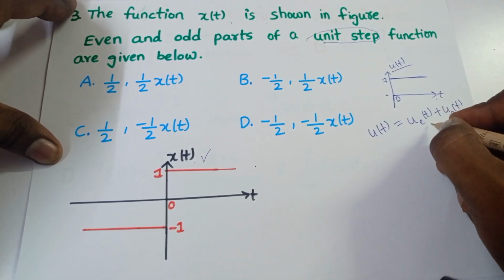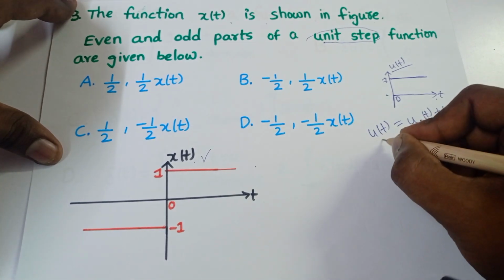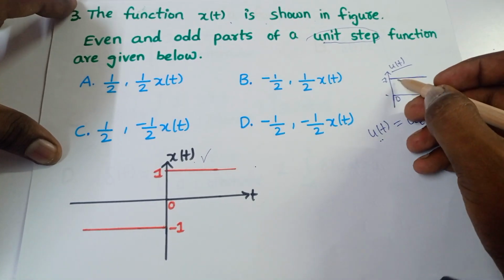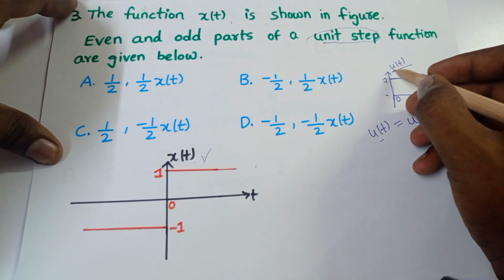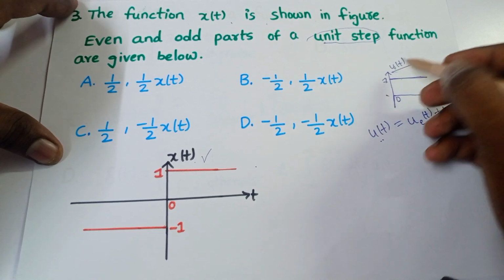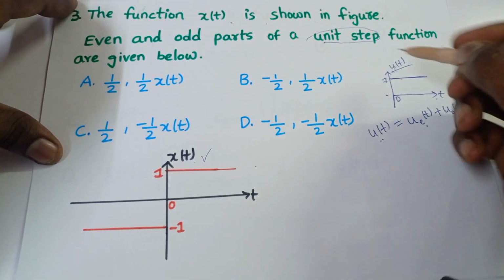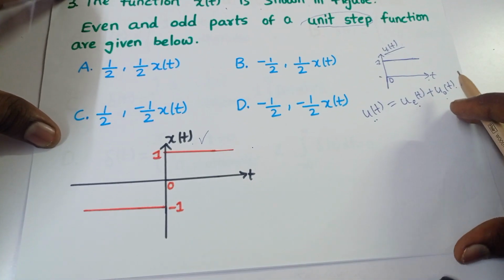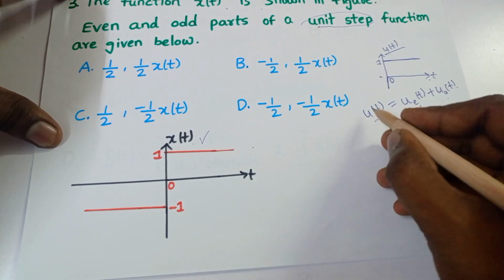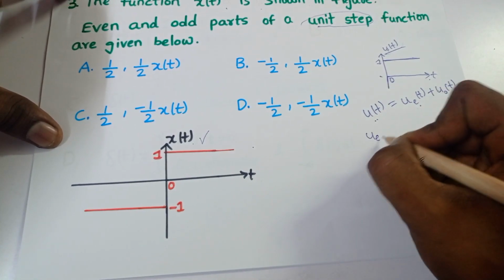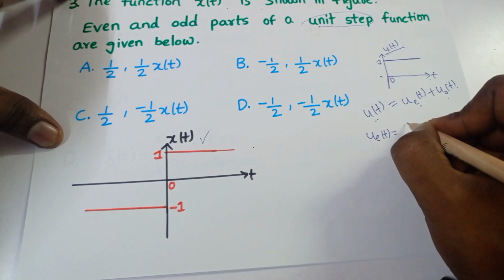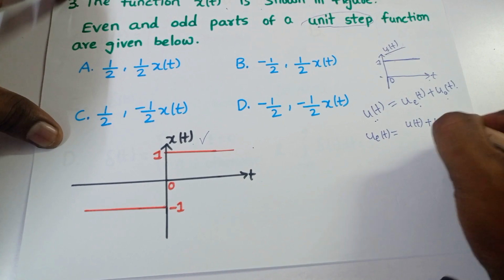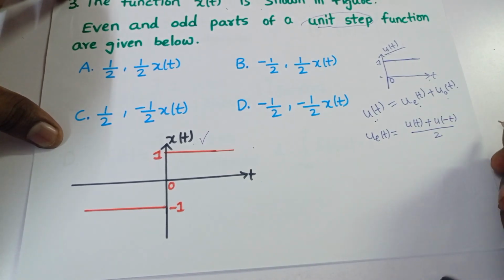Here ue of t is nothing but the even part present in u of t, and uo of t is the odd part present in u of t. First we need to find the even and odd parts of this unit step function, and we need to write those even and odd parts in terms of this signum function x of t. First, for finding the even part, we have one formula: ue of t, the even part, equals u of t plus u of minus t, divided by 2. It is the formula.